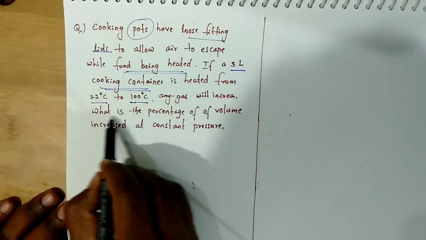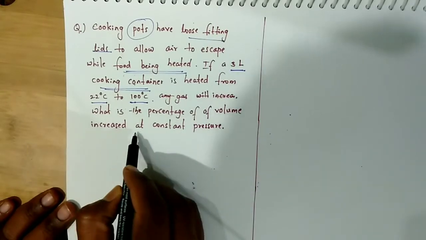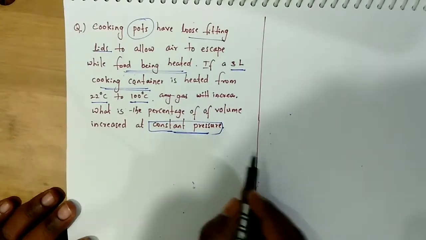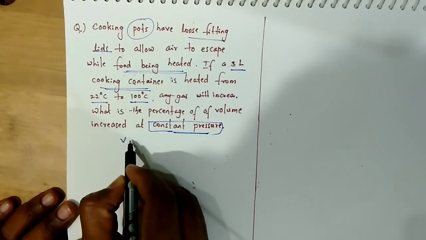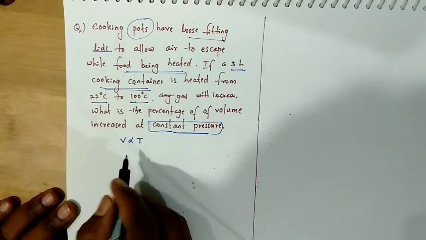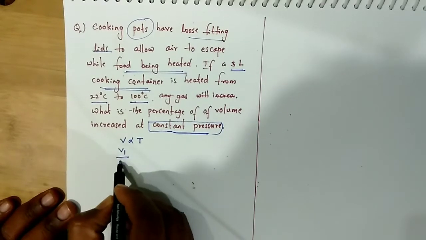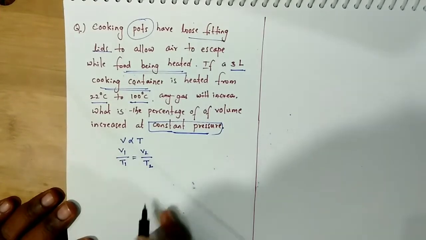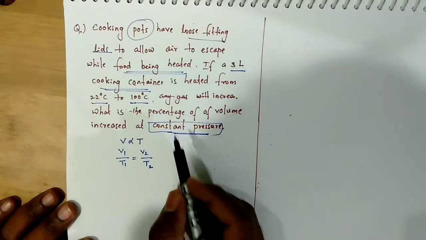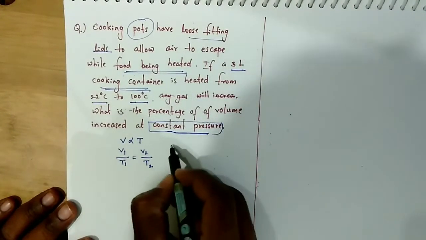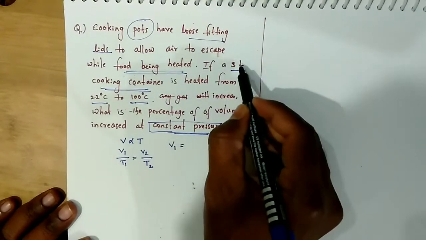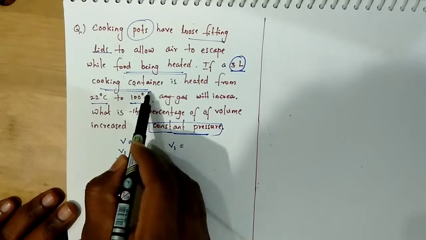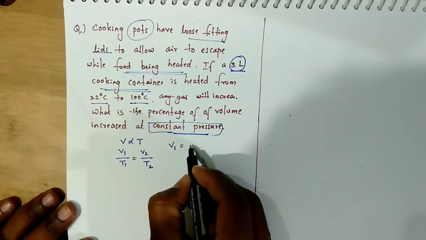Now, what is the percentage of volume increased at constant pressure? At constant pressure, V is directly proportional to T, right? So, V1 by T1 equal to V2 by T2. What is the initial volume here? V1, initial volume, we have to take the container volume. What is the container volume here? Container means cooking container.